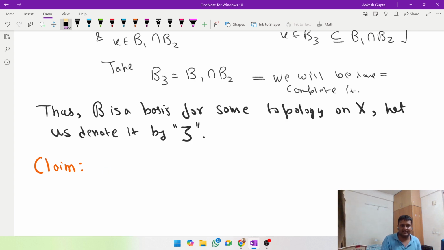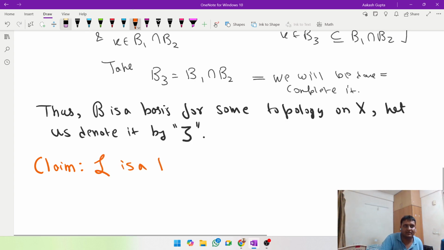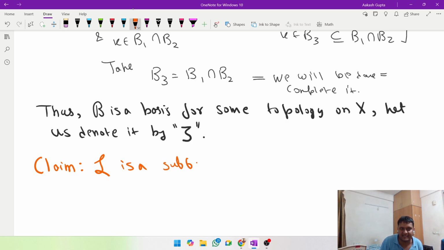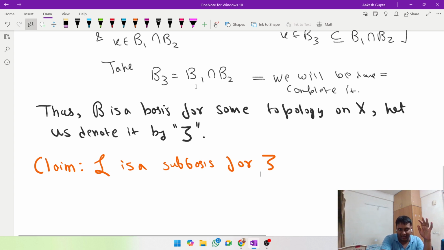Claim: this script S is a sub-basis for tau.